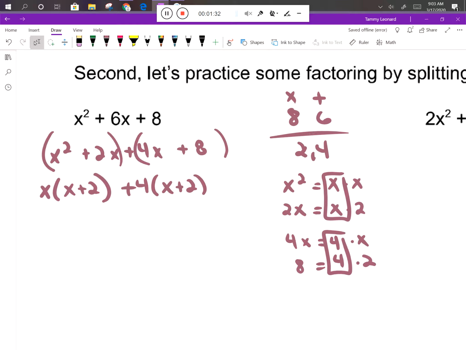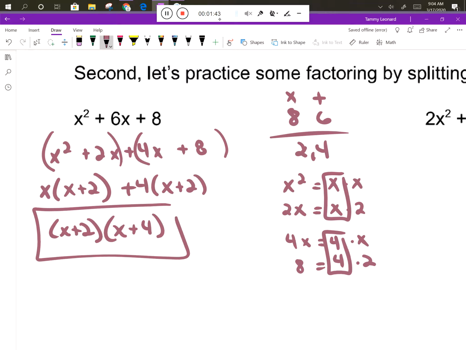I can see that the first half and the second half have an x plus 2 in common. So I factor out that binomial common factor. That leaves behind an x and a plus 4. So there's your factorization.